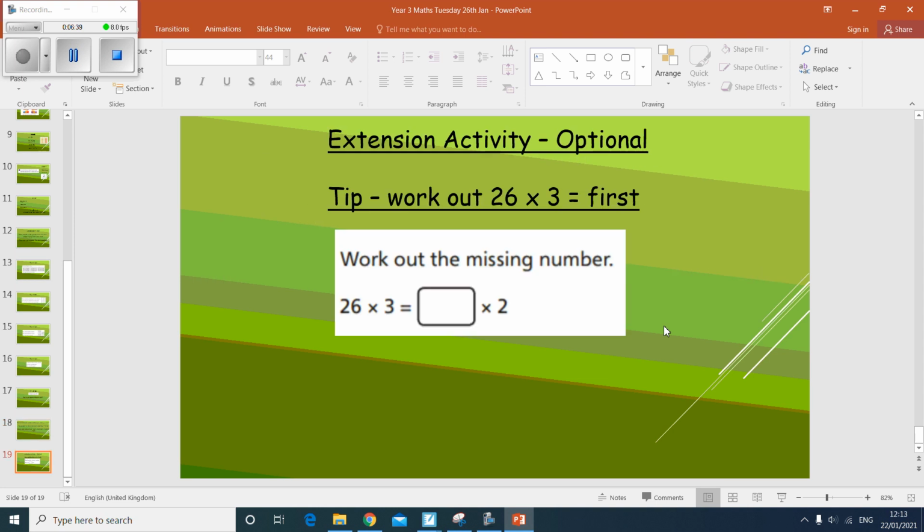And if today you want to continue and do some optional work, we've got a question here, which is to work out the missing number. So I'm giving you a tip here: work out 26 times 3 first of all. When you've got that calculation, we know that it must balance on each side. So what will we multiply by 2 to get the same answer as the other side?